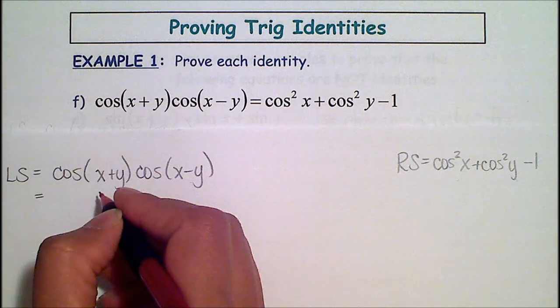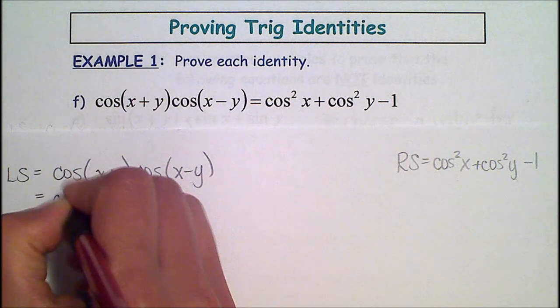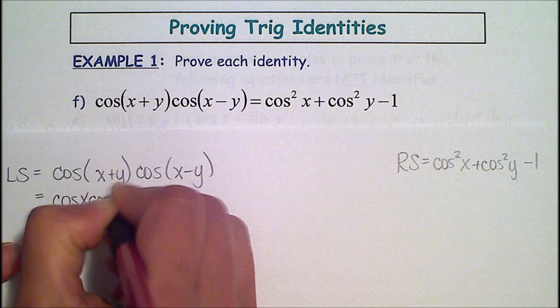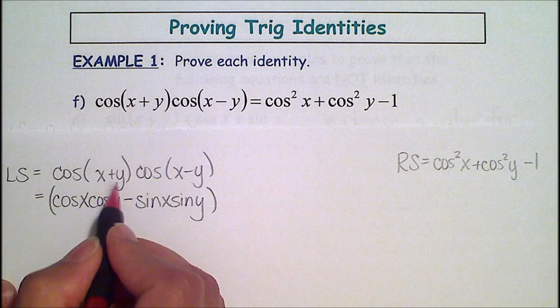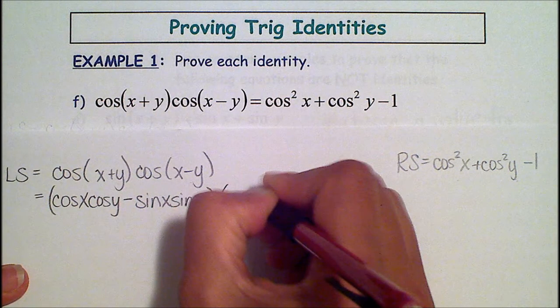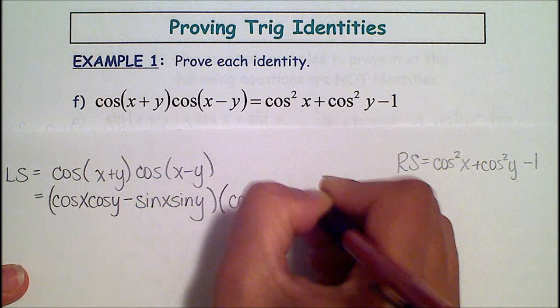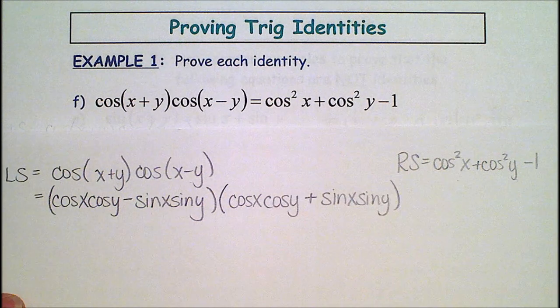So I would have cos x cos y minus sine x sine y for the first part. So cos of x plus y is equivalent to this. And then cos of x minus y is equal to cos x cos y plus sine x sine y. Okay, so now it's not really looking like the right-hand side yet.